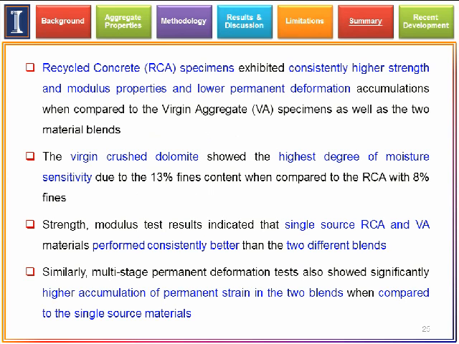So the summary of this study is that recycled concrete aggregates exhibited consistently higher strength and modulus properties. Also, they accumulated the lowest permanent deformation. The virgin crushed dolomite showed the highest degree of moisture sensitivity due to the 13% fines content, when compared to the RCA with 8% fines content. Strength and modulus test results indicated single source RCA or VA materials performed consistently better than the blended materials. Similarly, the multi-stage permanent deformation test also showed that significantly higher accumulation of permanent strain was experienced in the case of the blended materials.